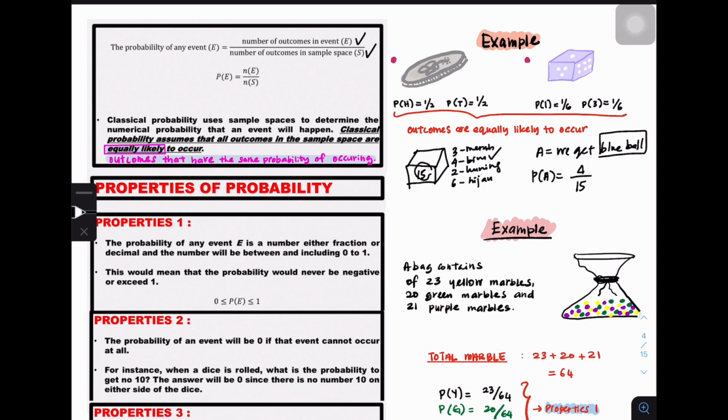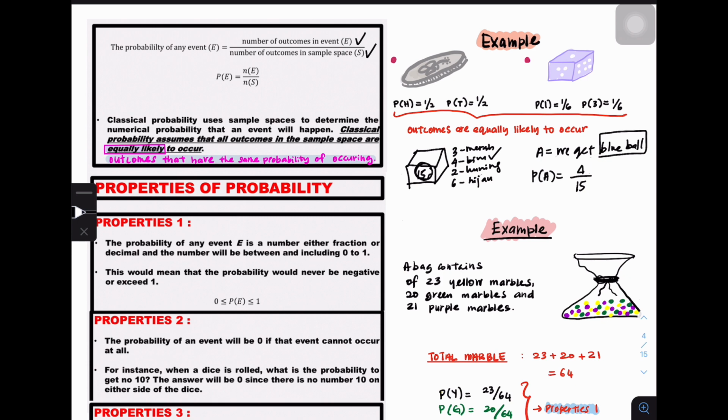So this is how we want to measure or we want to calculate the probability of any event. Okay, so a classical probability use sample space to determine the numerical probability that an event will happen. Apa yang kita buat sekarang, classical probability assume that all outcome in the sample space are equally likely to occur. Apa maksud equally likely? Dia maksud dia outcome that have the same probability of occurring. Maksudnya kalau kita ada 15 bola, tak ada yang probability dia sikit, tak ada yang probability banyak, sama rata. Okay, equally likely maksudnya dia mempunyai probability yang sama rata untuk terjadi. Okay, so this is how we want to calculate the probability of event.